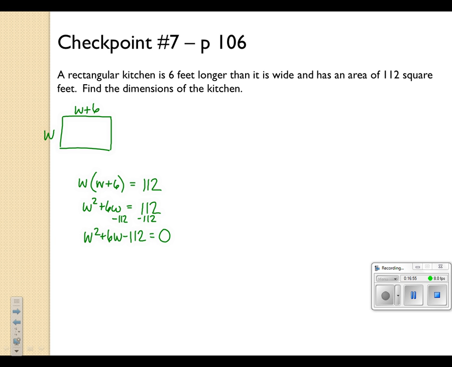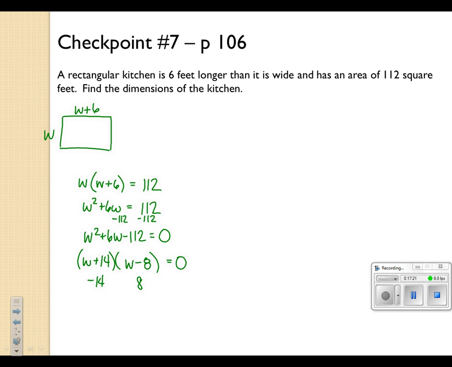So play around with factors of 112. You will find out that 14 times 8 is 112. So if we go with a positive 14 and a negative 8, we'll get that positive 6W term. The solutions to our factors: the solution on this one is a negative 14. The solution on this one is an 8.